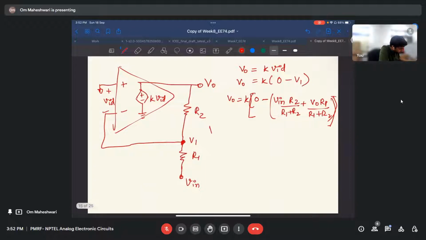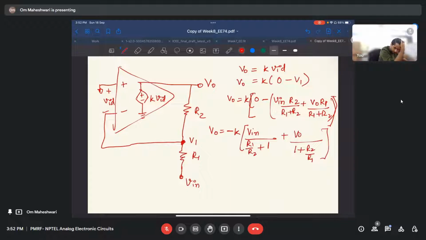So yeah, VO equals K minus K V in. Let me take this R2 and divide it by here R2. So what I will get is R1 by R2 plus 1 plus VO, and I'll do the same here, 1 plus R2 by R1. So I'll get something like this, right? Okay.